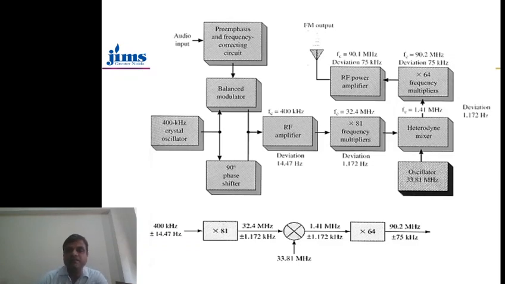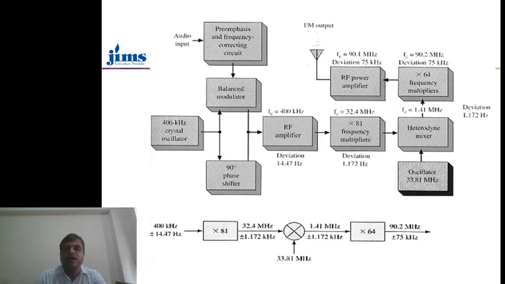Before the up conversion, in the heterodyne mixer it is passed through an oscillator signal. So in the heterodyne mixer, the output of the frequency multiplier and the output of the oscillator will mix, and it generates sum and difference frequencies. We can select the difference frequency. If we select only the difference frequency, it's around 1.41 megahertz, and the deviation is around 1.172 hertz. Then it's again passed through a frequency multiplier that multiplies this center frequency by 64. So it becomes 90.2 megahertz, and frequency deviation is 75 kilohertz.